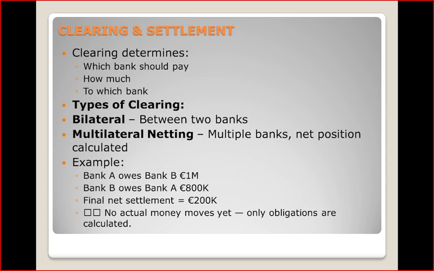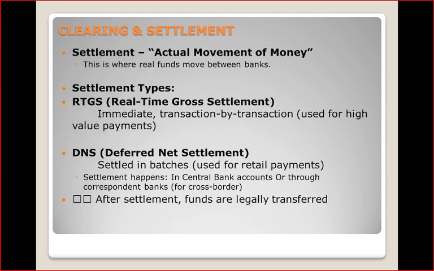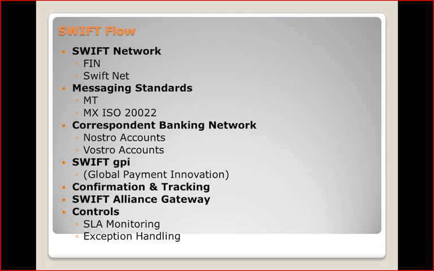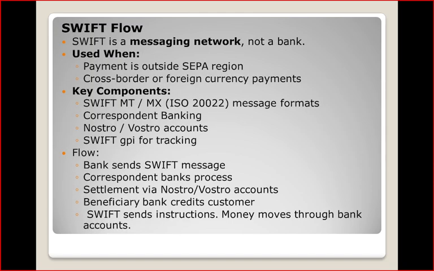So for example, bank A owes 1 million, bank B owes 800K, so the net settlement is 200K only. No actual money moves yet, only obligations are calculated, right? Those also we have discussed. Then based on that we have discussed real time gross settlement, then deferred net settlement. Deferred means settlement happens in small batches, using a central bank system, corresponding bank system. That also we discussed: Swift message sender, MT, MX, Nostro, Vostro, Swift GPI, confirmation tracking. We also know these things.